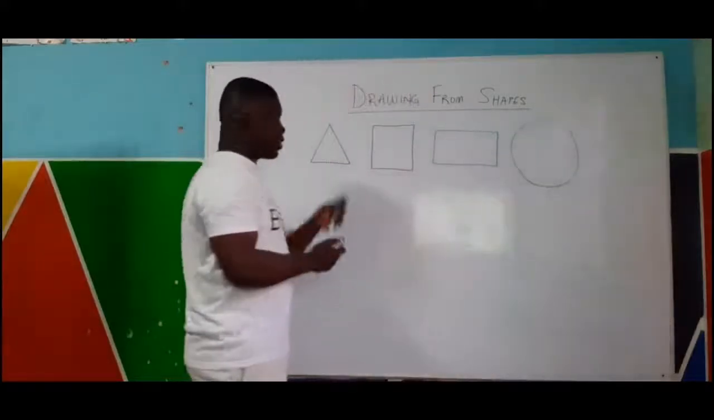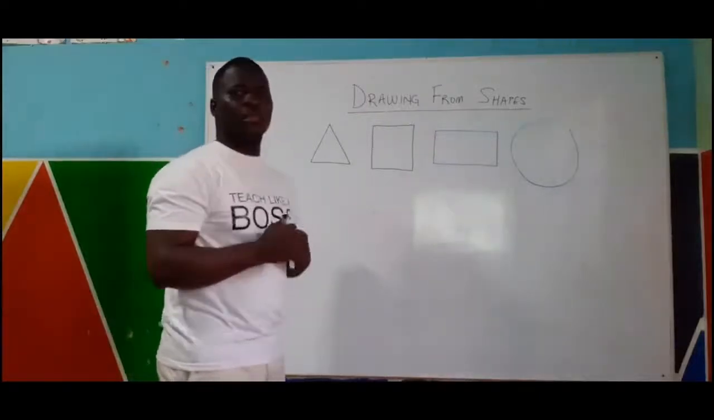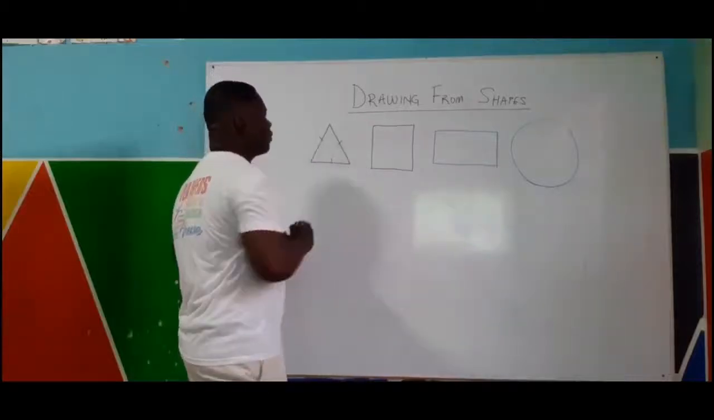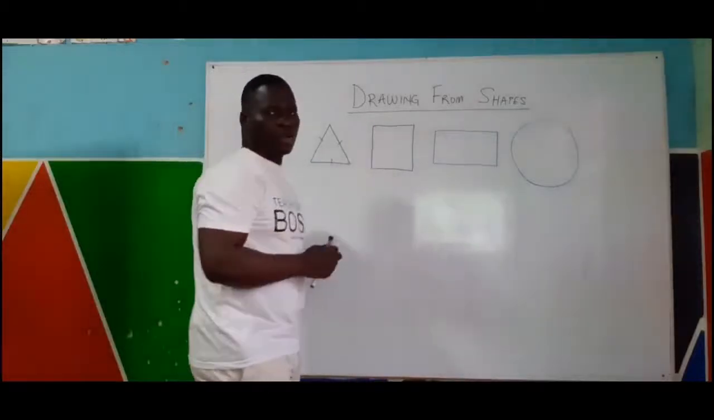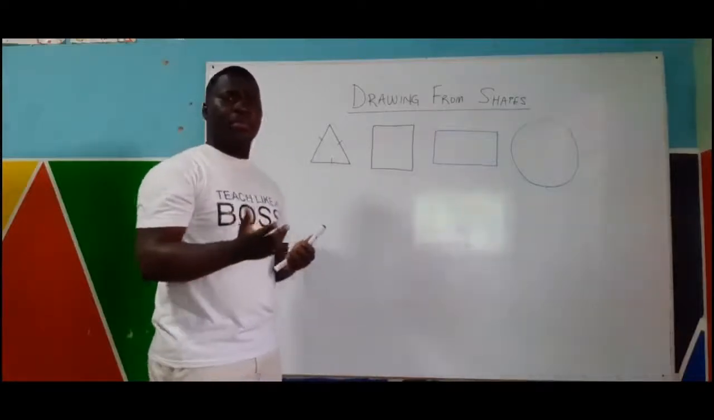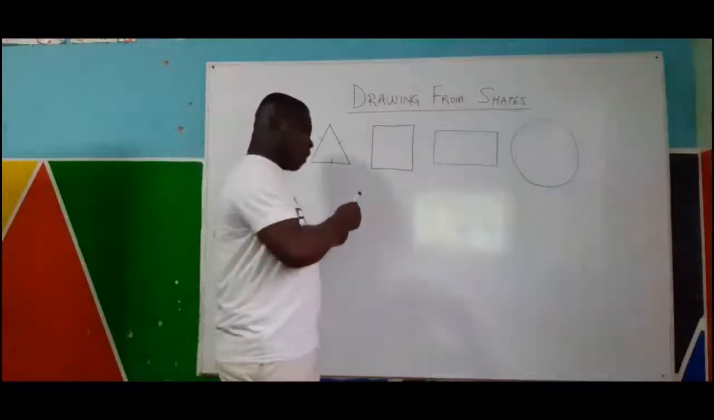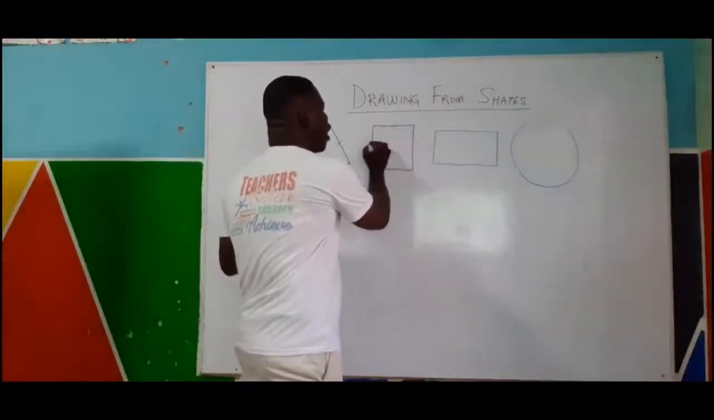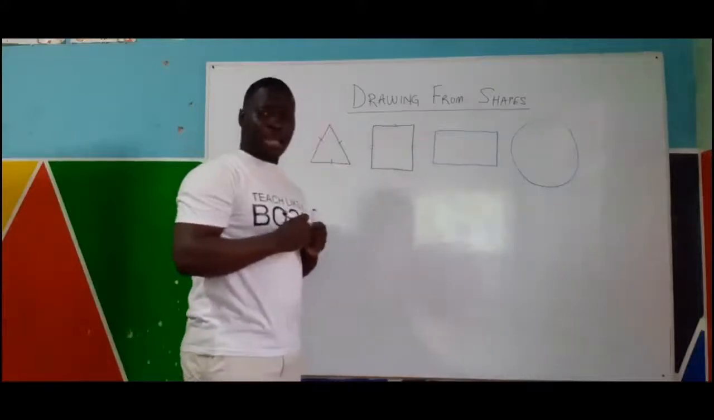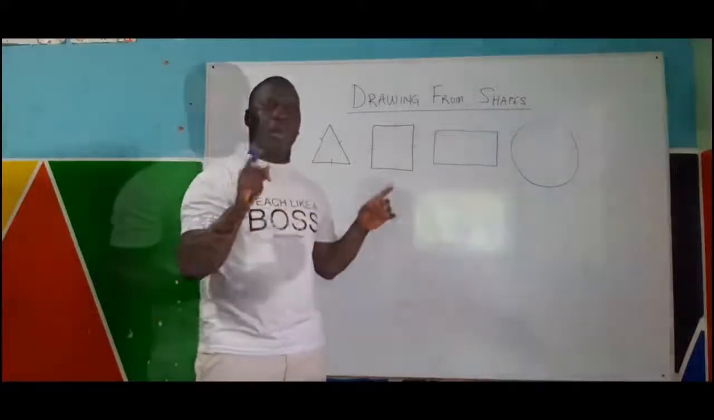And why do we say this is a triangle? Because it has three sides. This is also a square. And why do we say this is a square? We say this is a square because it has four equal sides. Four equal sides. So the emphasis is on equal.